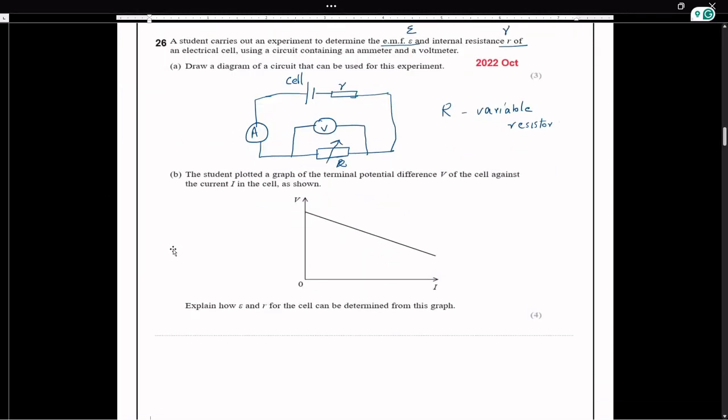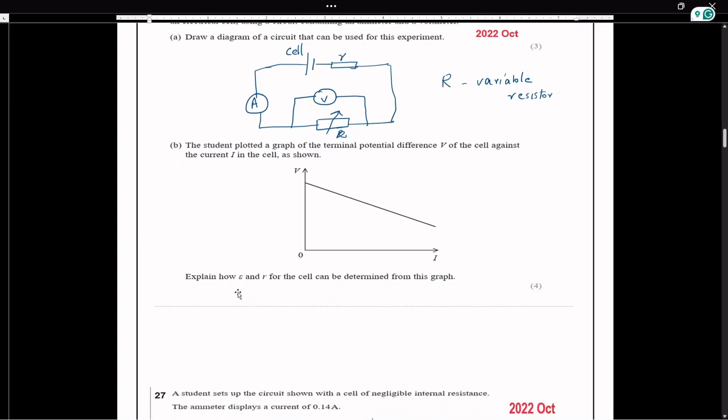Now the next part of the question is: the student plotted a graph of the potential difference of the cell against the current I in the cell as shown. Explain how the EMF and R of the cell can be determined from the graph.